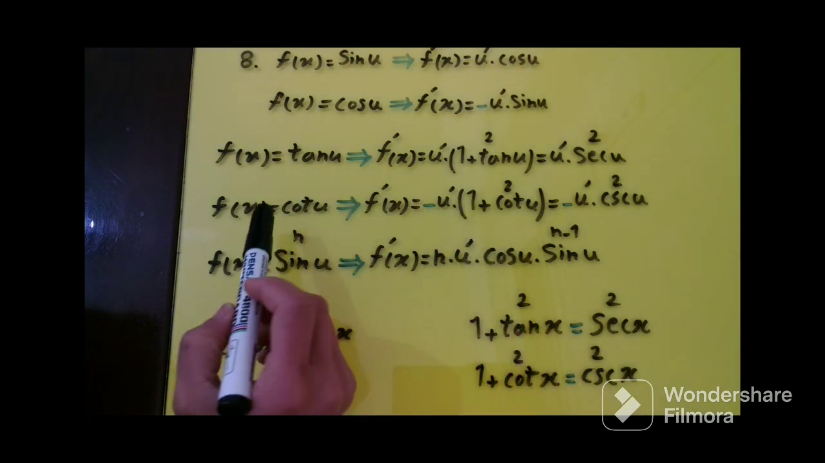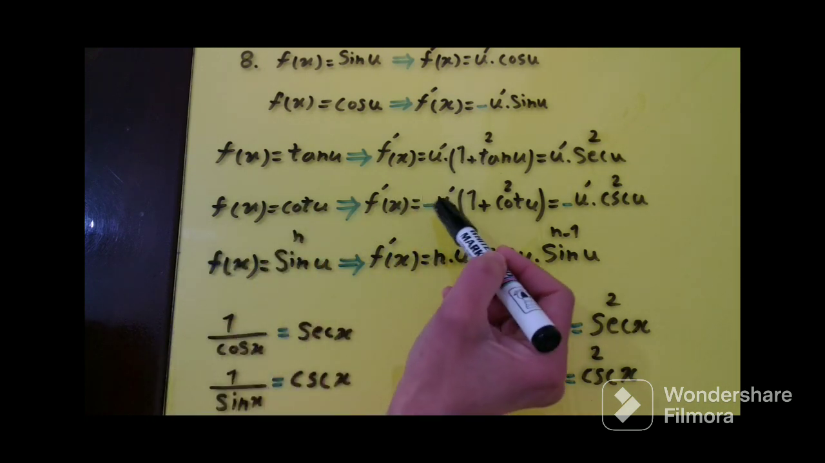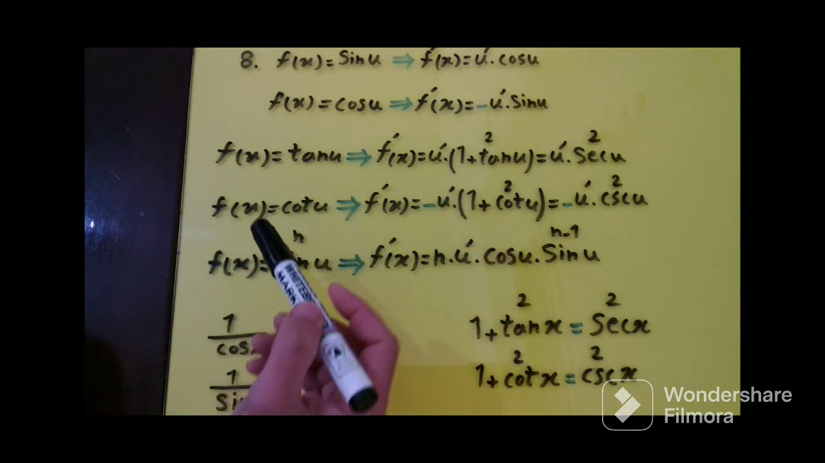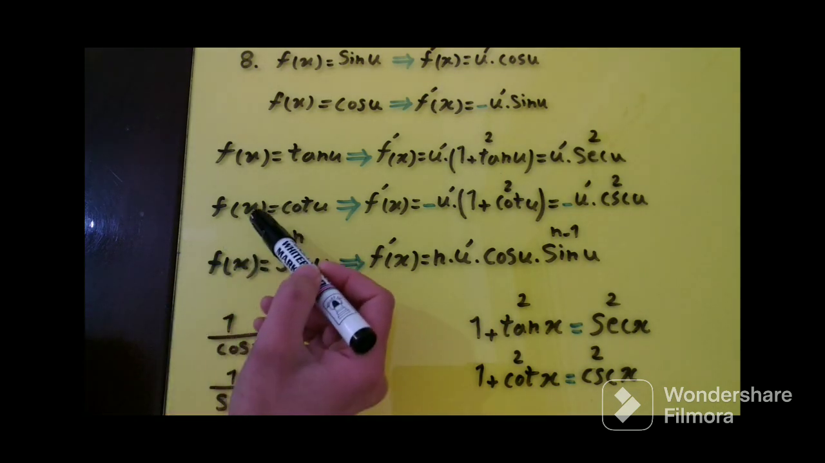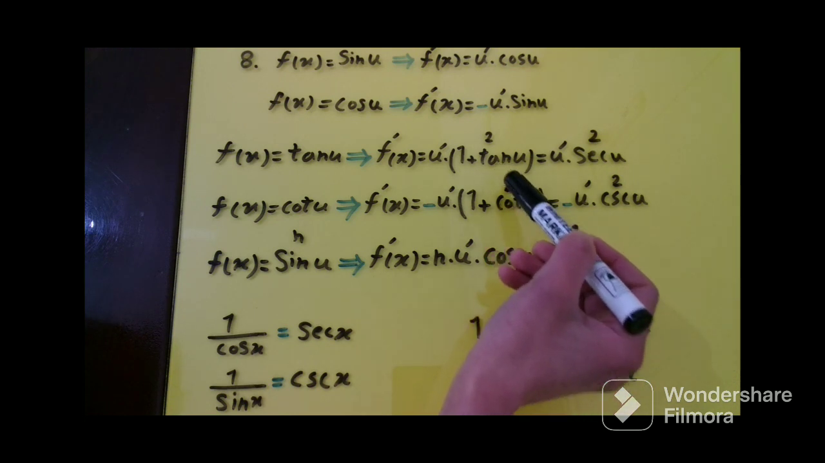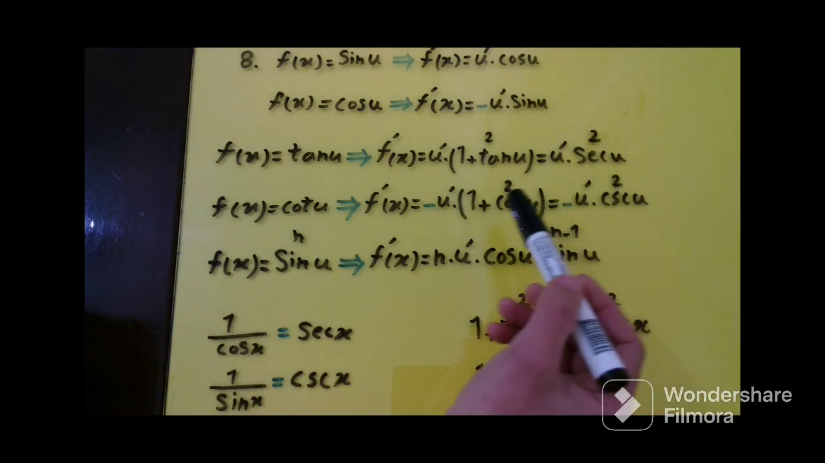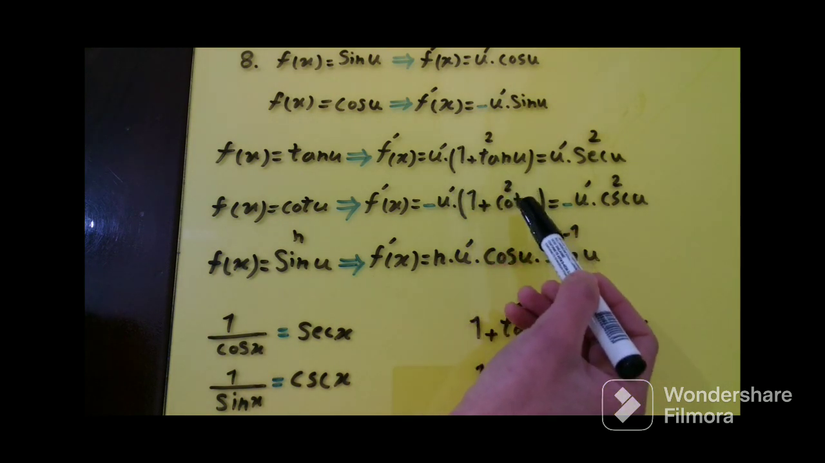For getting the derivative of cotangent u, first you should get the derivative of u. It's u prime times the derivative of cotangent. The derivative of cotangent is negative 1 plus cotangent squared u. There is another trigonometric formula which says 1 plus cotangent squared x equals cosecant squared x. According to this formula, we can replace it with cosecant squared instead of 1 plus cotangent squared u.